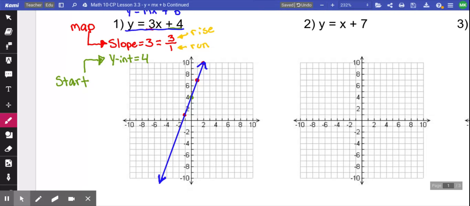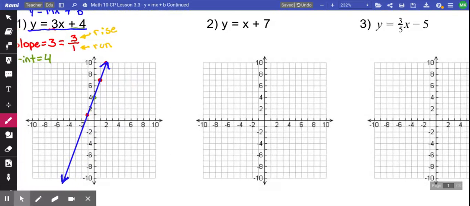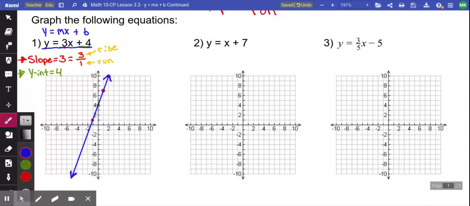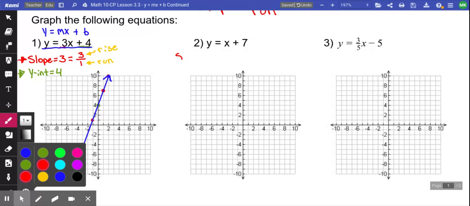Cool. Let's try a couple more. So if I look at part 2, the first thing I want to do is figure out what my slope and my y-intercept are. In this case, my slope equals an invisible 1. My y-intercept equals 7.